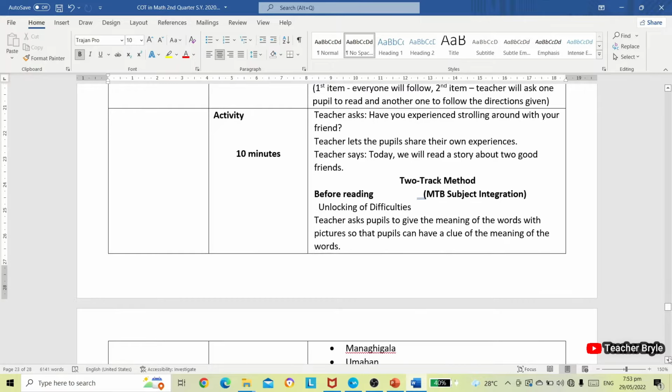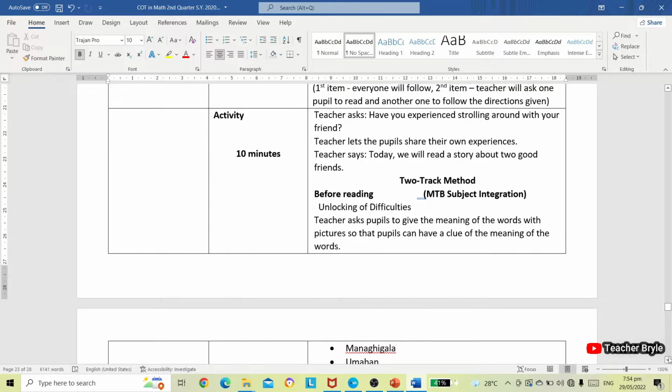Activity: teacher asks, have you experienced strolling around with your friend? Teacher lets the pupils share their own experiences. Teacher says, today we will read a short story about two good friends.